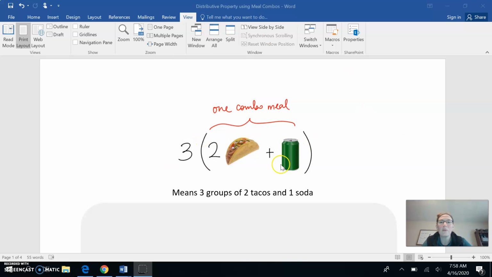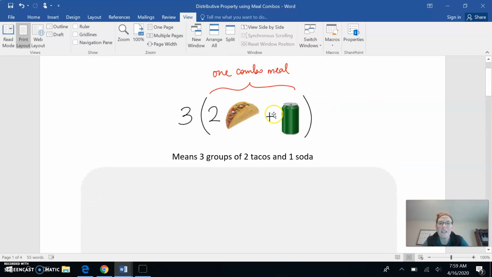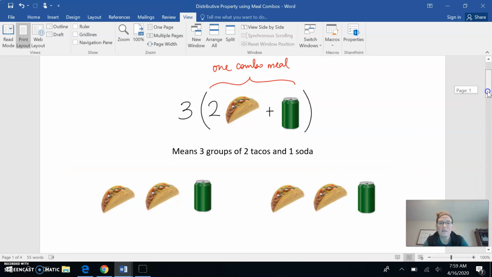So here we have a combo meal. The meal includes 2 tacos and a soda. If I say, hey, my family needs 3 of those, so let's say I need 3 of these meals, well, that means I need 3 groups that include 2 tacos and 1 soda. Let me show you what that looks like. If I were to visualize or rewrite it, it would look like this.